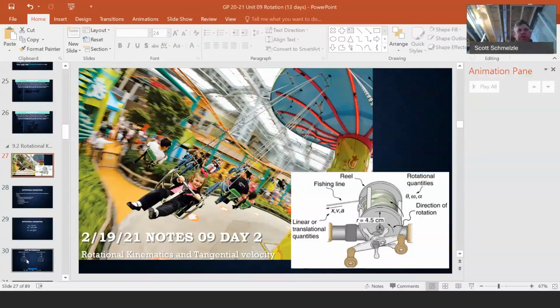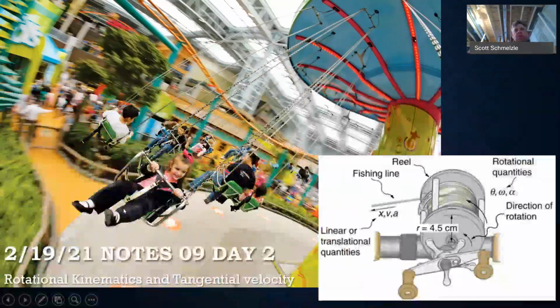All right, folks, here we go. Day 2 of notes for us, okay? So what we've got here today is rotational kinematics.